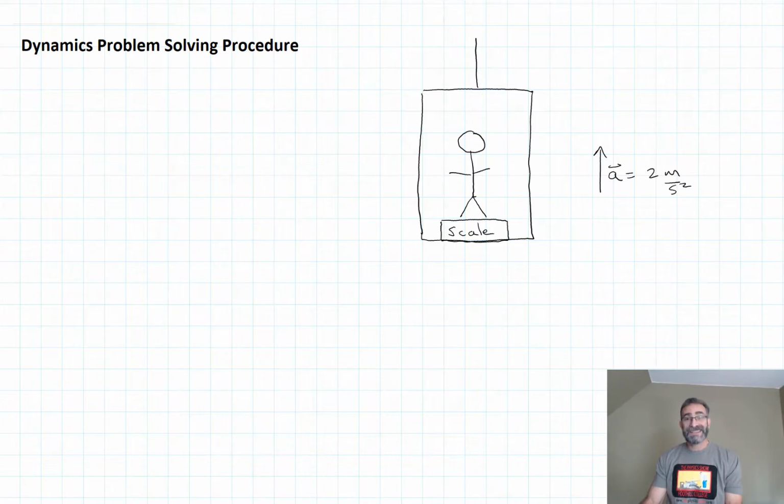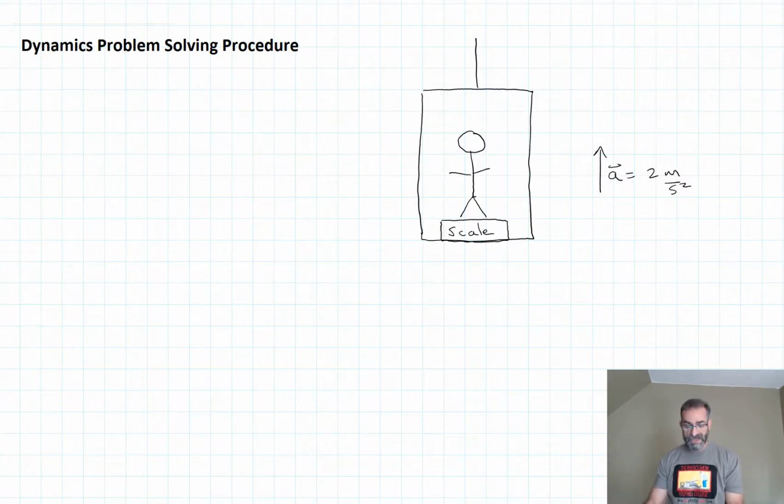And yes, I guarantee our dynamics problems will get much more complicated as we move through the quarter. But the procedure we would take when we set up the problem and work through it is the same. So I'll formally go through that and outline how I set up and solve a dynamics problem.